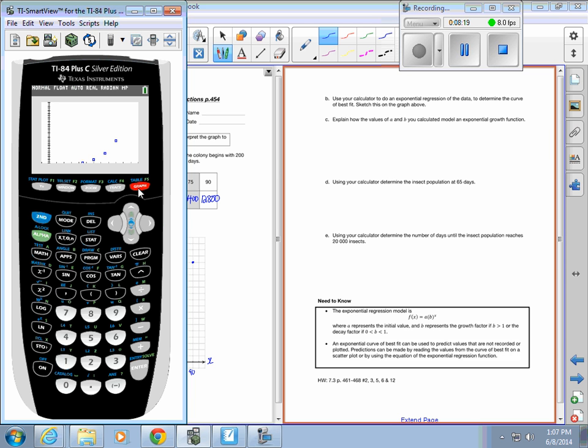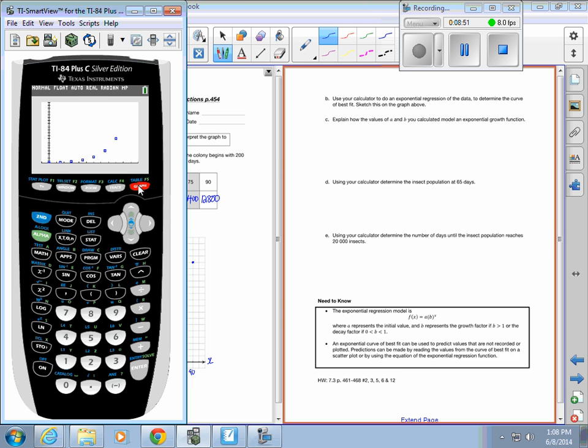I'm going to change my window a bit so I can see a little bit further down. So my window here, oh, y minimum. I need to go at least 200. Let's go 0, I guess. Okay, there we go. Now we can at least see that. So you have your graph, which looks similar to the graph that we have there.